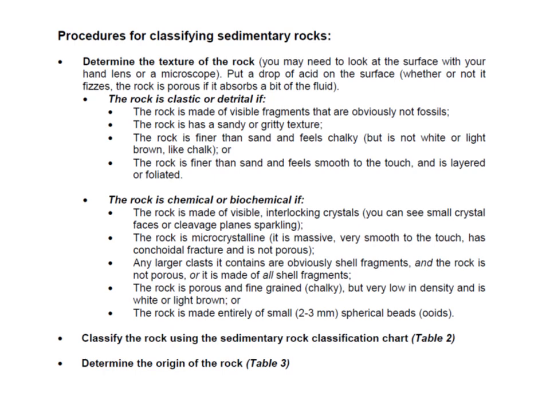A rock would be chemical or biochemical if it's mostly made of fossil shells. If you can see interlocking crystals, if it's microcrystalline, it's very smooth but it has a conchoidal fracture. If you have clasts that aren't shell fragments, or if it's fine grained and it reacts with acid, or it has little tiny beads which we call ooids, these would be signs of chemical sedimentary rocks.